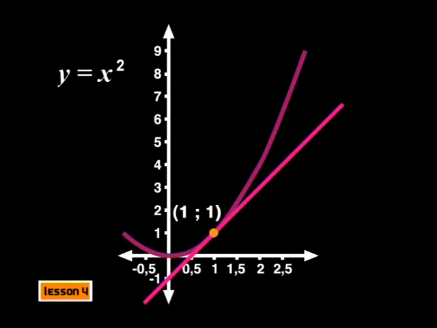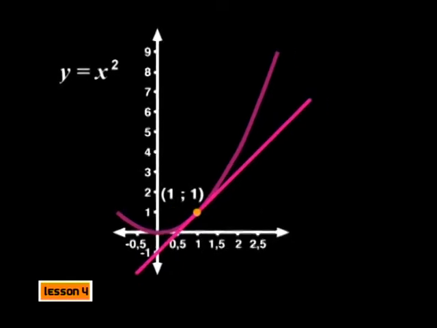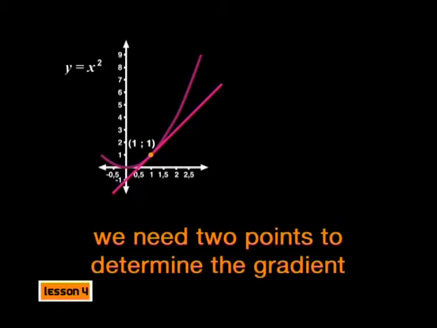Right, let's pick up where we left off. Where did we get to last time? Last time we said we wanted to determine the gradient of the tangent to this graph of y equals x squared at the point 1, 1. In other words, the gradient of this line here. But we discovered that this was pretty hard to do because we need 2 points to find a gradient, and we only really have one.